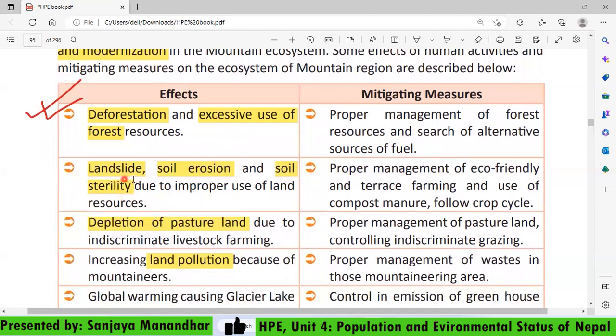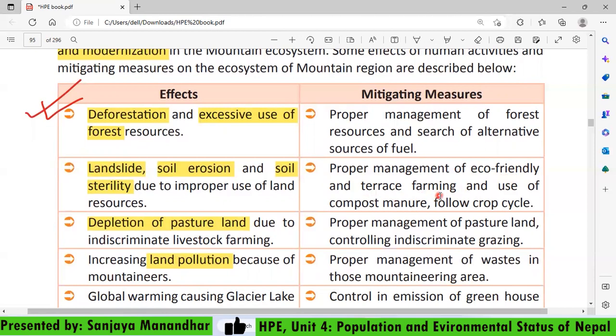Similarly, another effect is landslide, soil erosion and soil sterility due to improper use of land resource. Misuse of land resource leads to landslide, soil erosion and soil sterility, that is, unfertile soil. And for that, what can you do? What are the mitigating measures, meaning controlling measures, for that? Proper management of eco-friendly and terrace farming. Eco-friendly farming, farming that does not harm the environment, and terrace farming.